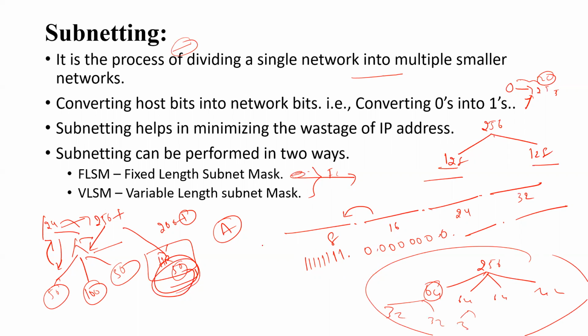In the case of variable length subnet mask, we have 256 and we divide it into 128, 64 and 64. So the lengths are different. As per the requirement, we divide. We'll discuss that later, but for now, FLSM means dividing a network into multiple subnets with a fixed length, called fixed length subnet mask, while the other is variable length subnet mask.